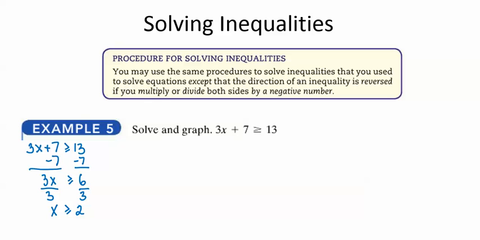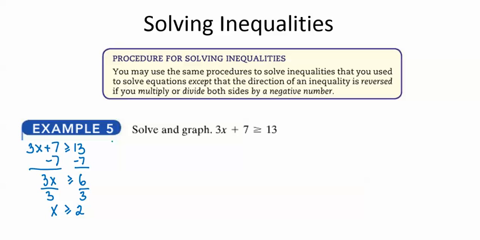So what I'd like to do is show an example here of how we can check to make sure that we got the right answer. So I will check 3 different values. Number 1, we'll check a value greater than 2. Second, we'll check x equals 2. And then we'll check a value that's less than 2 to see what happens when we substitute those values into the original inequality. So let's pick a value greater than 2. So how about 5?